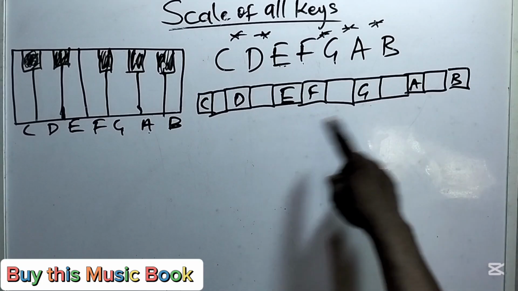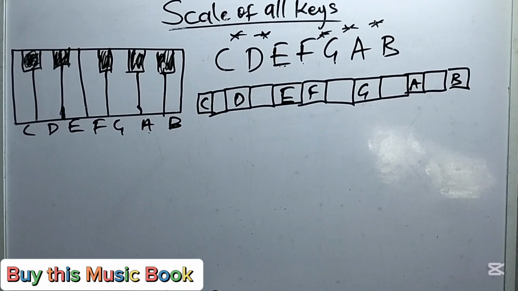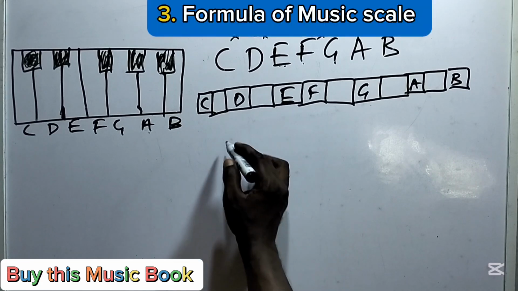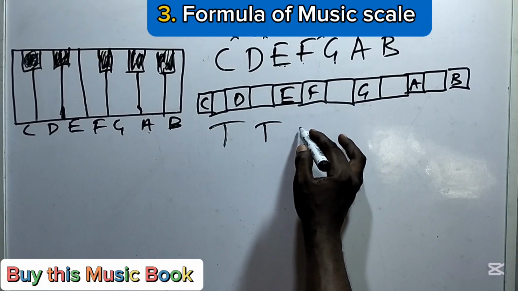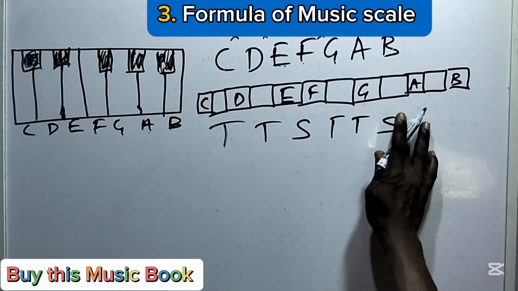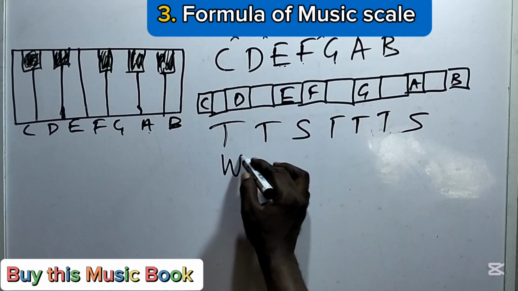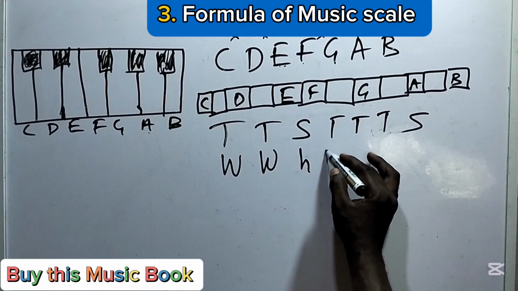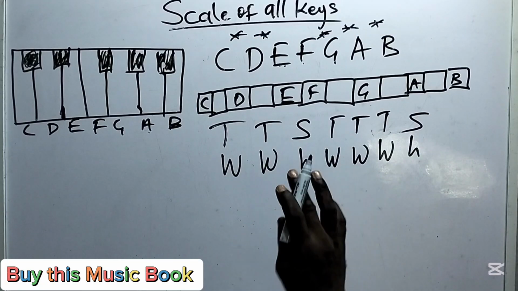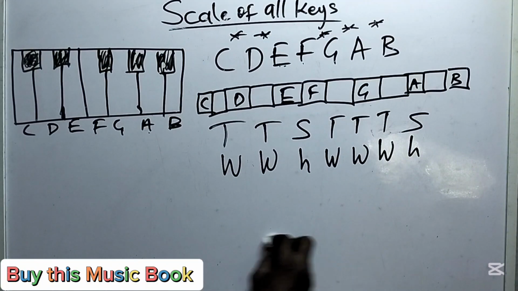The formula of this is what we call the formula. The third one is the formula, how to get it. The ABCD of solfa notations. The formula of getting it is what we call tone, tone, semitone, tone, tone, tone, semitone, or whole note, whole note, half note, whole note, whole note, whole note, half note. Don't forget this thing, because it's going to lead us far in this calculation.